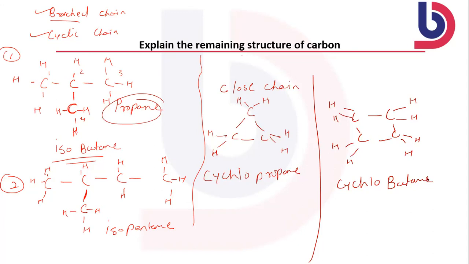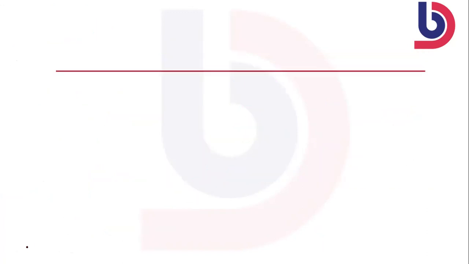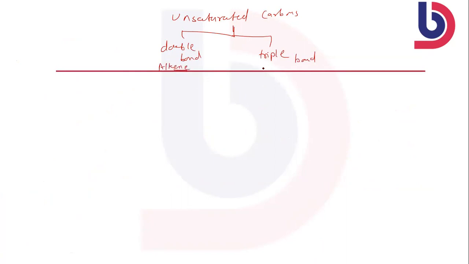Now let us understand the unsaturated carbon structures. So I will erase this all, or else I will use this slide. Okay. So the unsaturated carbons are divided into two parts: double bond and triple bond. A double bond is known as alkene group, ENE. Triple bond is known as alkyne group, YNE. So let us proceed with double bond first.